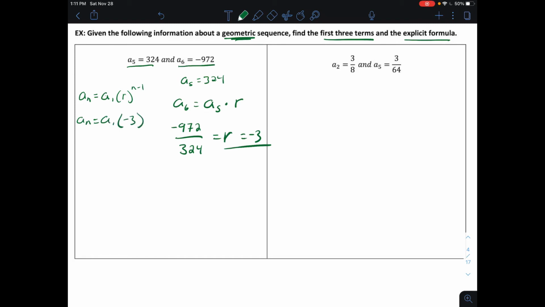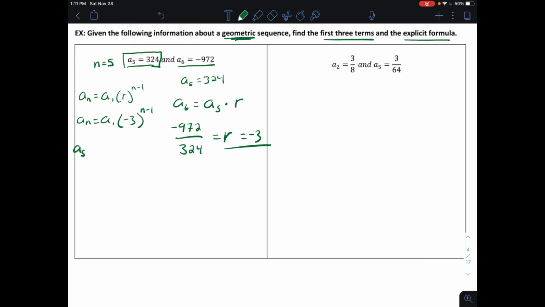So a_n is equal to a_1 times -3 to the n minus 1 power. Well, pick a term to use. I'm going to pick the smallest term that we have, in terms of term number, so a_5. a_5 is 324, and I'm going to solve for the first term. What I'm going to do is put in 5 for the n's.